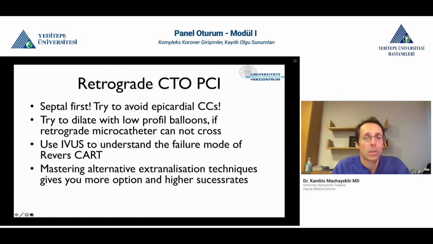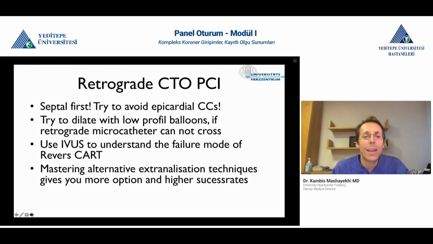So to summarize the retrograde CTO PCI, what I can recommend to you is first of all, try the septal first and try to avoid epicardials when you start because you're not routined with the coils and everything. So you have to do septal collaterals, and I would say you need a proctor or you have to go to somebody who can proctor you and show how to do it, right? Because there are many steps. It's more complex than TAVI or something, right?